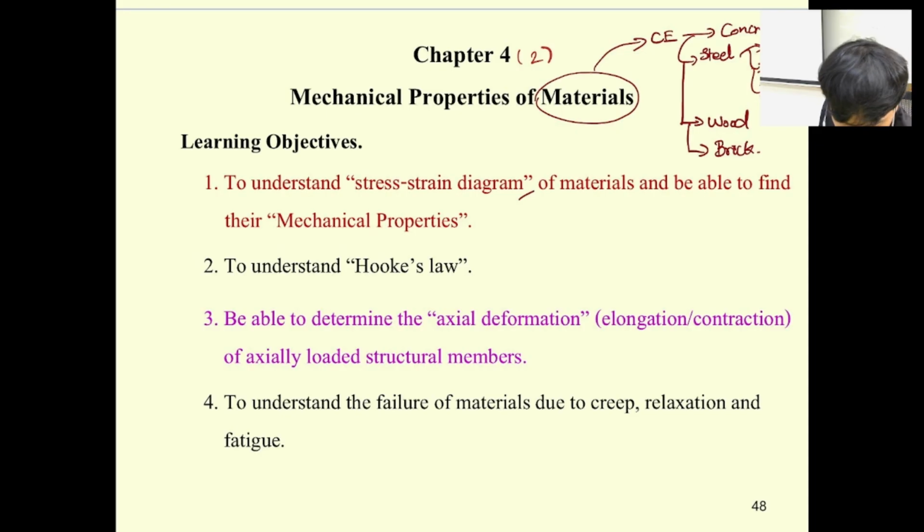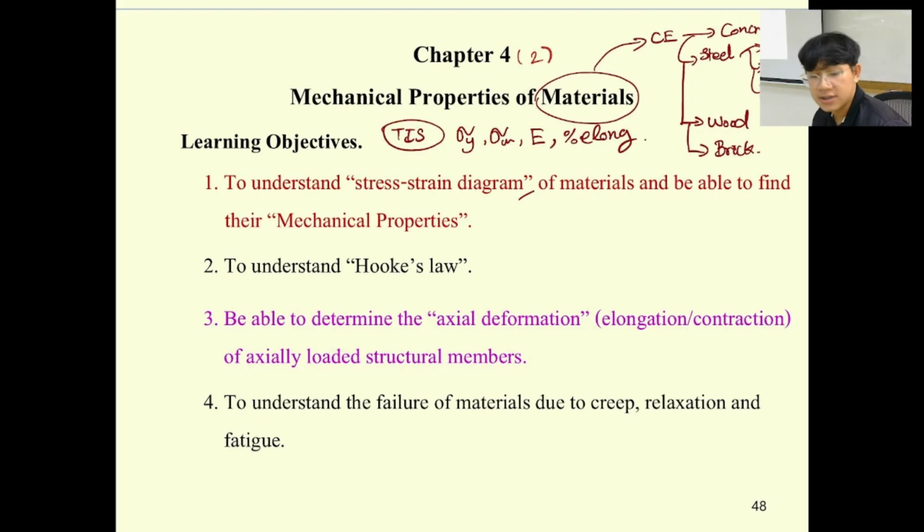So if we look at the TS standard, if we talk about the tensile steel again, we're going to find the yield stress of the steel, ultimate stress of the steel, modulus of elasticity of the steel, and the percentage elongation that most of the time we use in the testing.